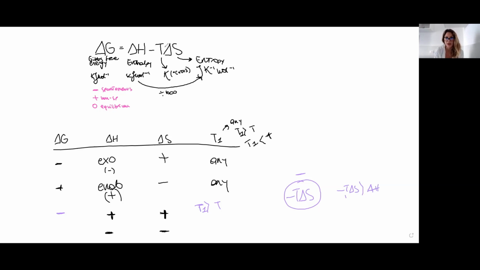While for the one below, if we have the other combination, it would be exactly the opposite. If we have a temperature lower than a certain temperature, which is something we can calculate, in this case we want this minus T delta S to be smaller than the delta H, so that the term would always be negative to make it spontaneous. That's where the temperature matters.